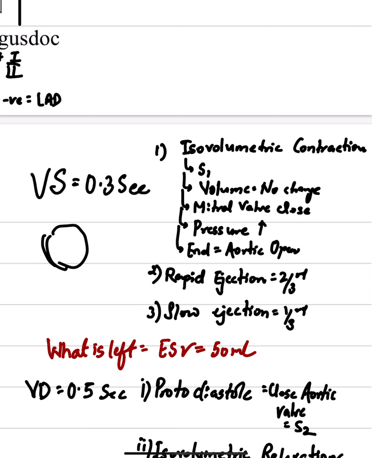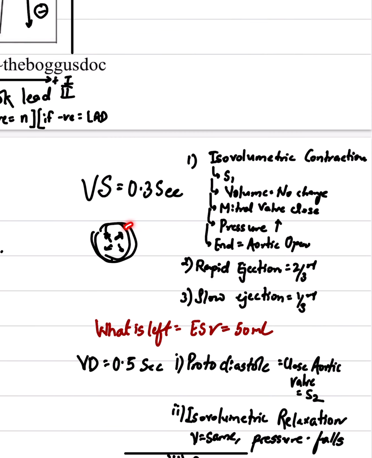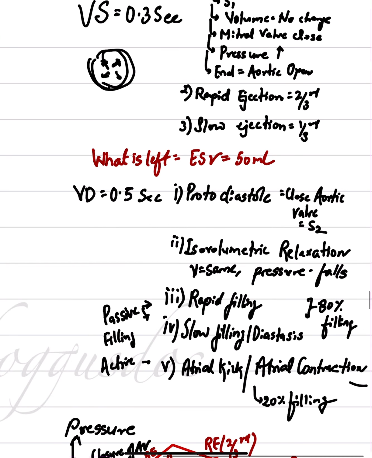The pressure is increasing. It is a closed box. As contraction increases, the pressure increases, because the closed box tries to open. At the end of isovolumetric contraction, what is opening? The aortic valve is opening. Just after aortic valve opening, we have rapid ejection of two-thirds. The second phase is rapid ejection, two-thirds, and the slow ejection phase is one-third. What is left? After ventricular systole is finished, the end systolic volume of around 50 ml is left. Ventricular diastole means the phase of filling.